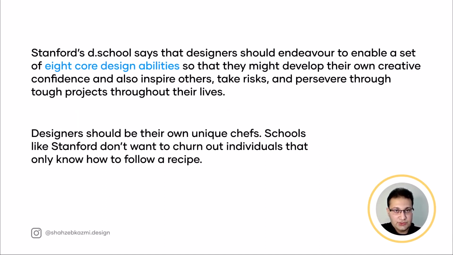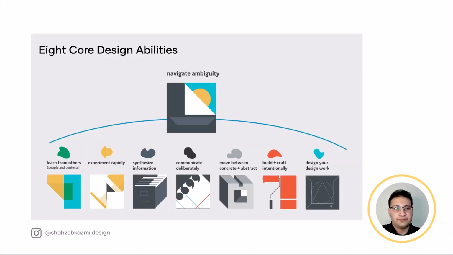Stanford's d.school says that designers should endeavor to enable a set of 8 core design abilities so that they might develop their own creative confidence and also inspire others, take risks, and persevere through tough projects throughout their lives. Designers should be their own unique chefs. Schools like Stanford don't want to churn out individuals that only know how to follow a recipe, right? So, what are those 8 core design abilities? I'll just talk about them from a very overview perspective.